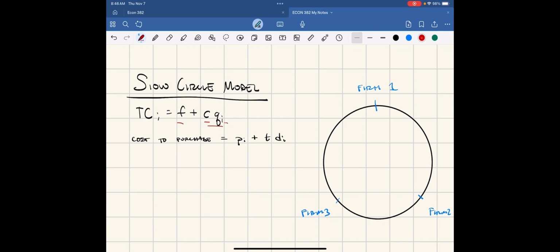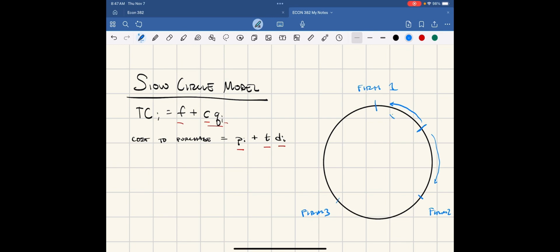And then for each consumer, in order to purchase the good, they have to pay the price of the good plus a cost for distance traveled times the distance that they have to travel. So that's the cost to purchase. And similar to the Hotelling model, we want to find the indifferent point. So we want to look at this point right here such that this consumer is indifferent between going to firm 1 to buy the good or going to firm 2 to buy the good.